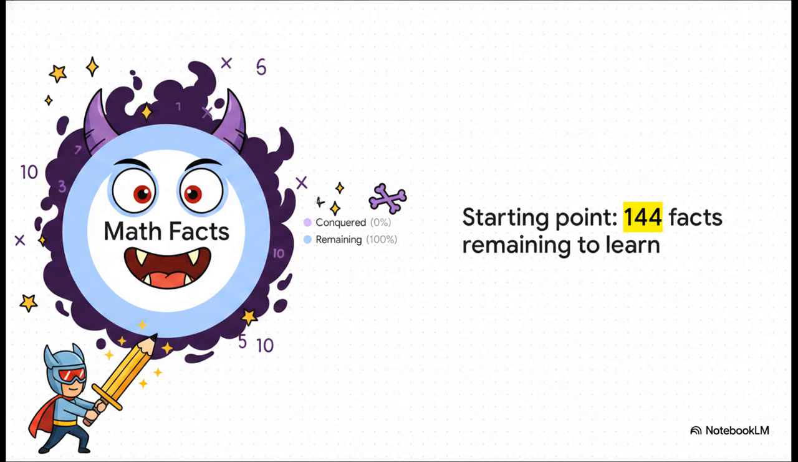So I want you to think of these 144 facts as the monster's completely full health bar right now. As we start, we've got 0 facts conquered, and all 144 still remaining. Looks big, looks pretty scary. But stick with me through this explainer and just watch how insanely fast we can drain it.